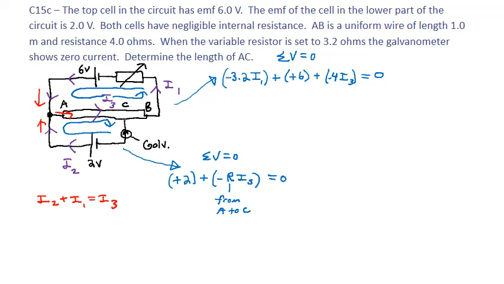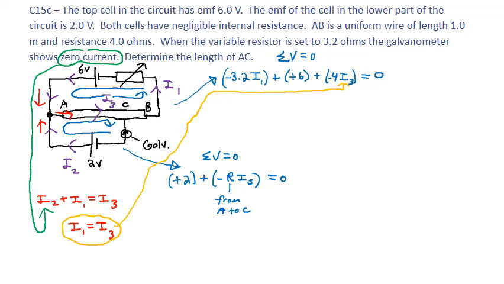And then from the bottom, we have positive 2 plus negative R I3. R is the resistance from A to C, which we're not sure how long that is, and that's what we want to find out. And it says that there's 0 current there, so we know that I3 and I1 are going to have the same current. And that's going to be helpful because we can place that in there.